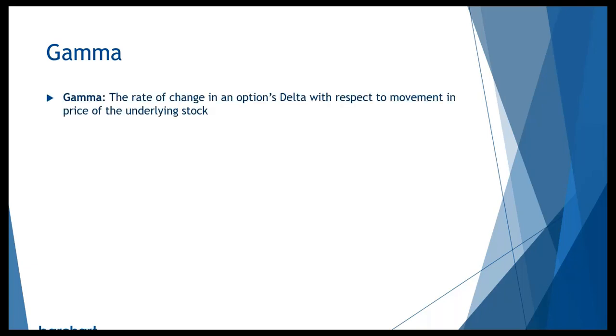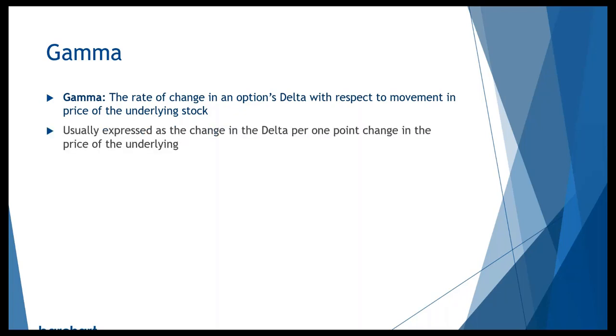So gamma, what is gamma? Well, gamma is the rate of change in an option's delta with respect to the movement of the stock price. Sometimes it's referred to as delta's delta. And it's usually expressed as a change for every 1 point change in our underlying price. All long options have positive gammas. All short options have negative gammas.